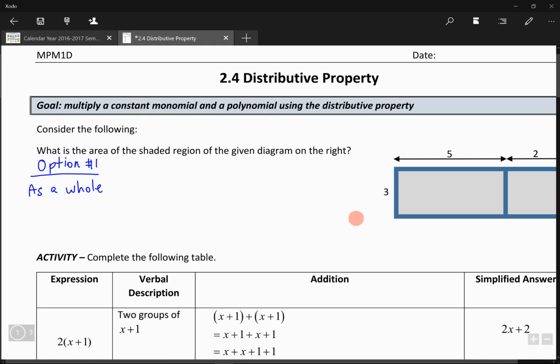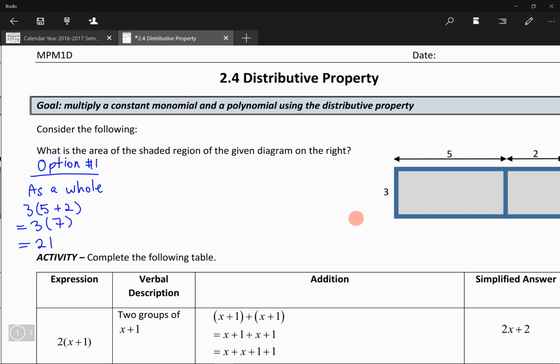So I'm going to say here, this is going to be 5 plus 2 times 3, and I'll put the 3 in the front. If you follow BEDMAS rules, you'd have 3, 5 plus 2 is 7, so 7 in the brackets, and then 3 times 7 is 21. Okay? But let's look at it a different way.